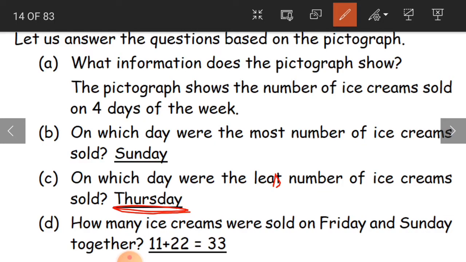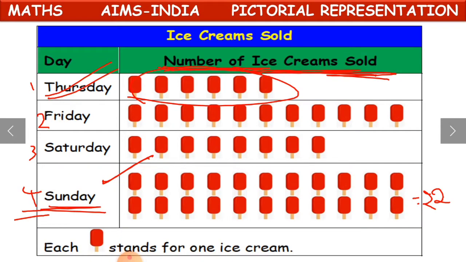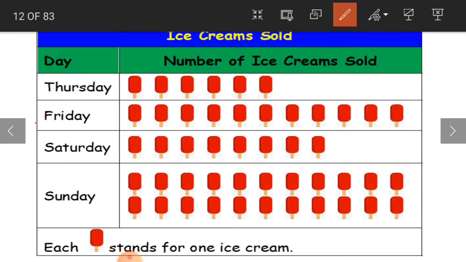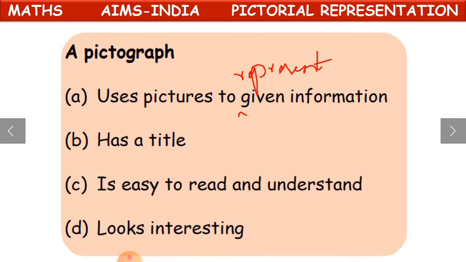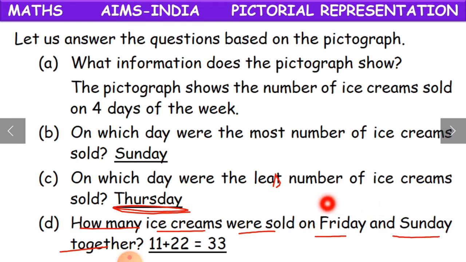And the last question, how many ice creams were sold on Friday and Sunday all together? On Friday and Sunday all together, children. On Friday we sold 11 ice creams, and on Sunday the vendor sold 22 ice creams. So what is the total? 1 plus 2, 3. 1 plus 2, 3. So a total of 33 ice creams were sold on Friday and Sunday together.